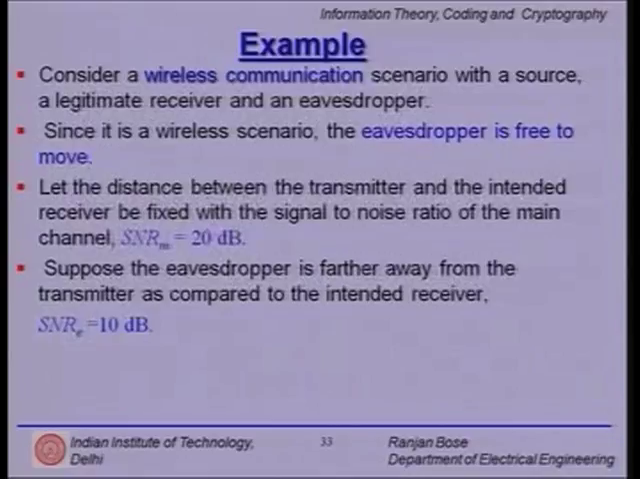Now, consider a wireless communication scenario with a source, a legitimate receiver, and an eavesdropper. And it is a wireless scenario, it is completely democratic, the eavesdropper is free to move anywhere he or she wants to. So, in this example, we say that the transmitter and the intended recipient are such that their SNR is fixed to 20 dB. But suppose the eavesdropper is farther away from the transmitter as compared to the intended receiver, maybe sitting just outside the room and listening in. So, SNR at the eavesdropper is poorer, it is only 10 dB.